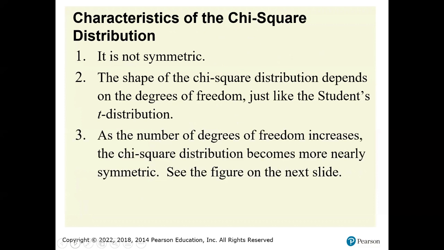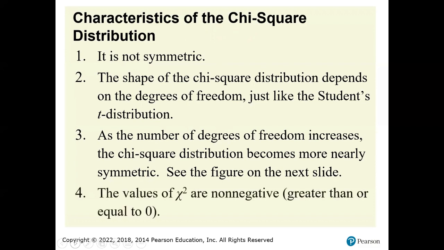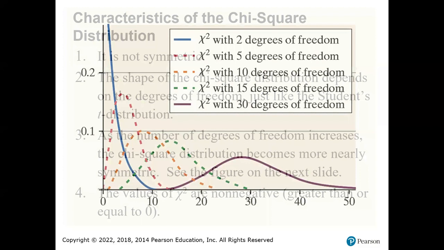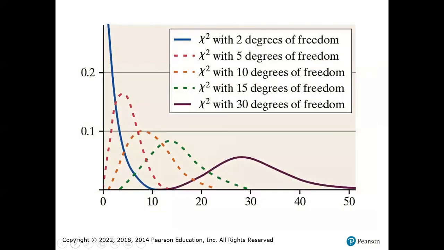As the number of degrees of freedom increases, the chi-squared is going to become nearly symmetric. So we'll look on the next slide. The values of chi-squared are non-negative. So squared, anytime you square something, it becomes positive. So what we're going to work with here is, instead of having a negative and a positive here, we're going to start at 0 and then only increase. Okay. So let's take a look here.